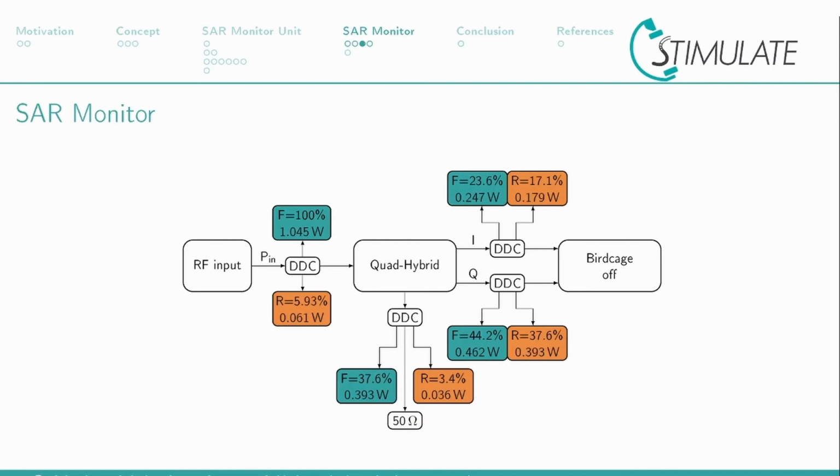When disabling the birdcage, a major error at the birdcage is simulated. It can be seen that the power to the 50 ohm dummy load increases significantly. Since the means at this position are not interesting, a peak detection at this position would be sufficient to detect a major error at the birdcage.